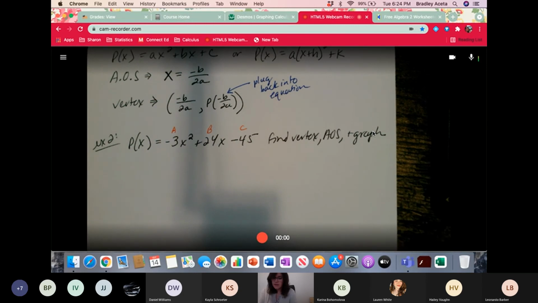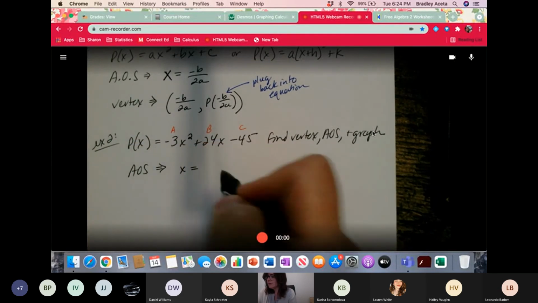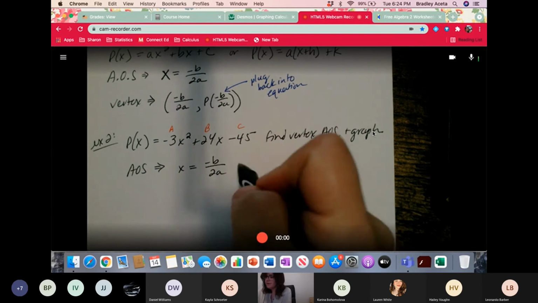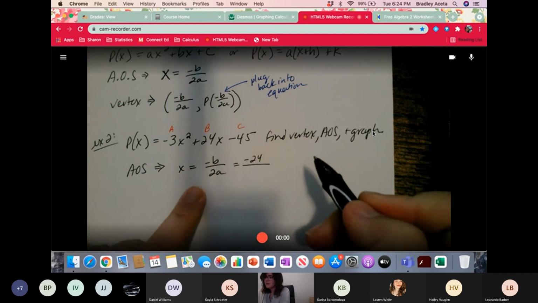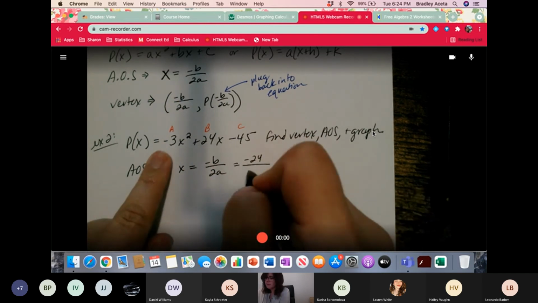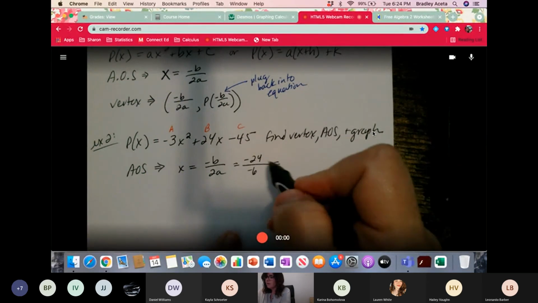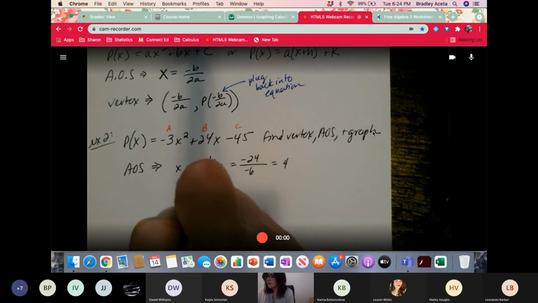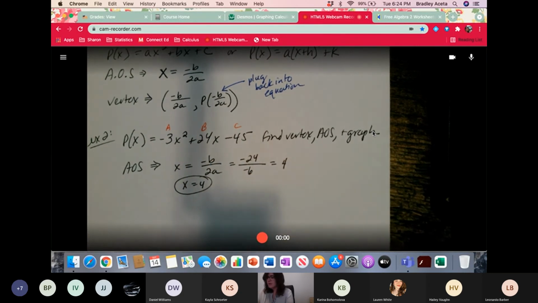So to find the axis of symmetry, the equation is x equals negative b over 2a. Negative b would be negative 24, over 2 times a. 2 times negative 3 is negative 6. Well, negative 24 divided by negative 6 is 4. So my axis of symmetry is x equals 4. That is the line that it's going to go down.